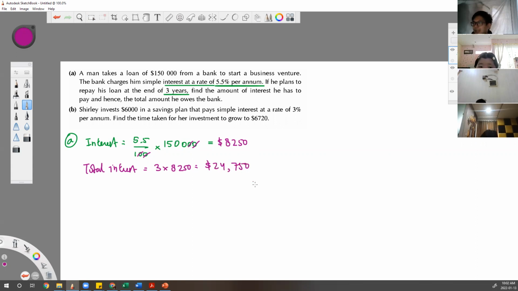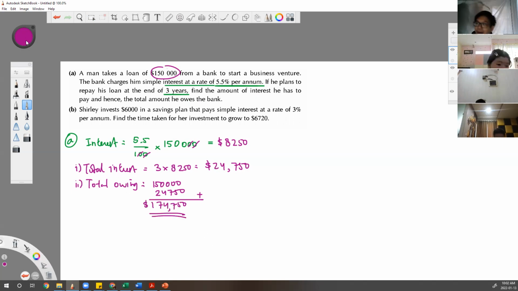24,750 dollars. So find the amount of interest he has to pay. There you go. This is part 1. The total amount he owes the bank. So total owing. Total owing is the total money he loaned plus the interest. Plus 24,750. So the answer equals 174,750. 174,750. So that's how the bank works.